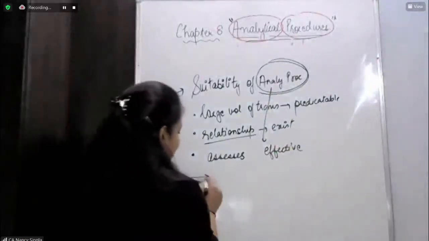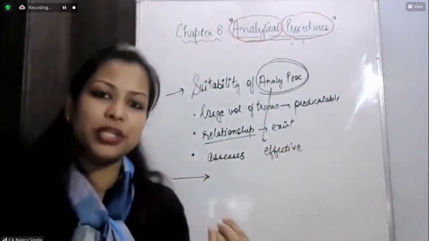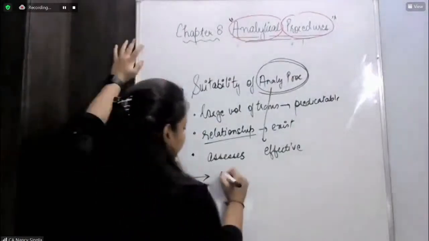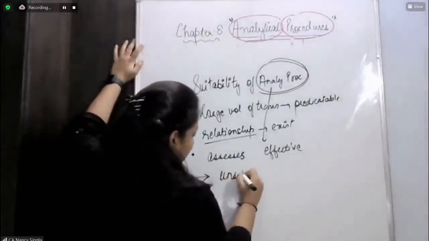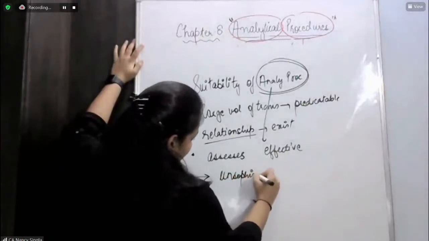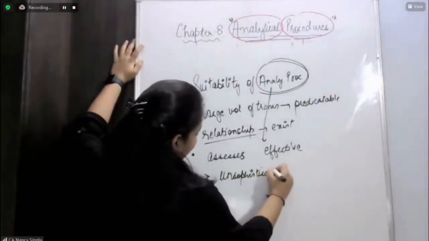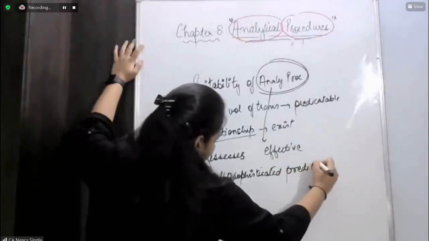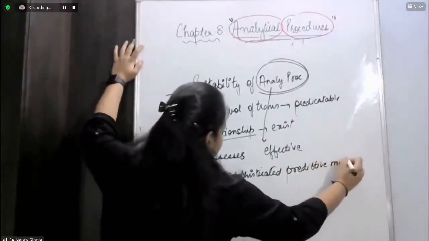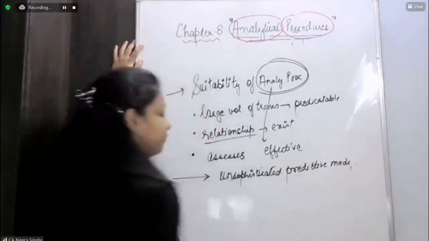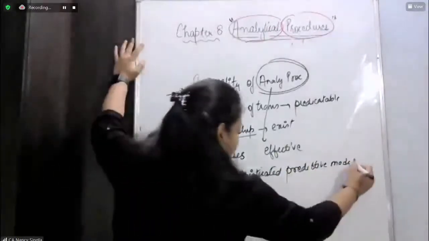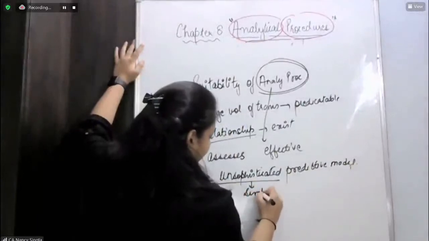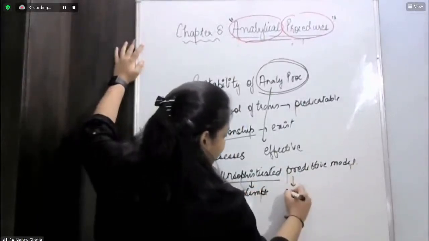So the next point, it says that in some situations it might be possible that the word used is unsophisticated predictive model. What does that mean? Very simple. It's a model. It says simple estimation. Predictive is what? Estimation.